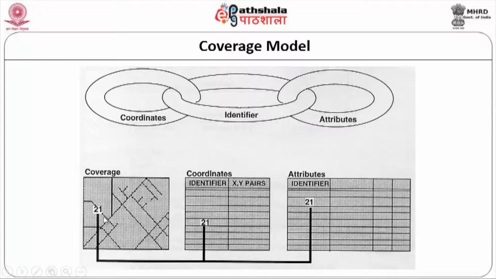When I start digitizing and create this feature, it will have an ID, and that identification value cannot be changed or modified by the user. The coordinate table, again, is not visible to the user; only this is known to you. So this and this are connected directly by a unique identifier value, ID 21. So this is how a coverage model works.